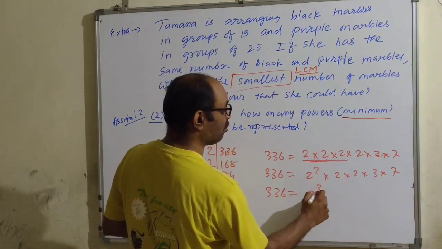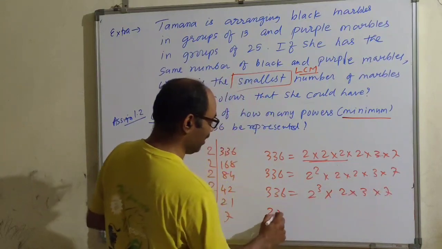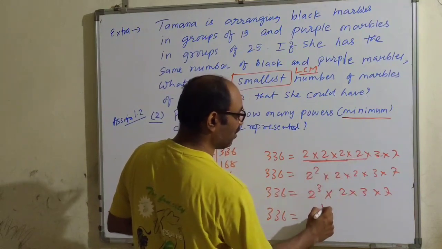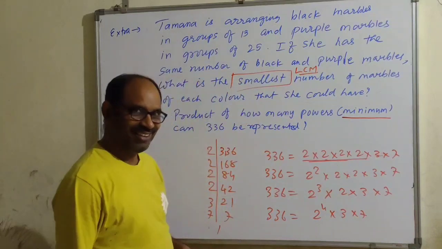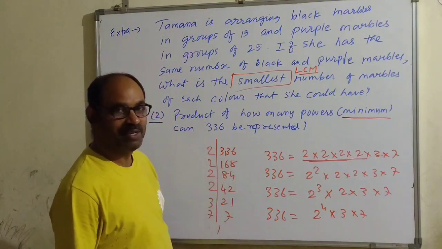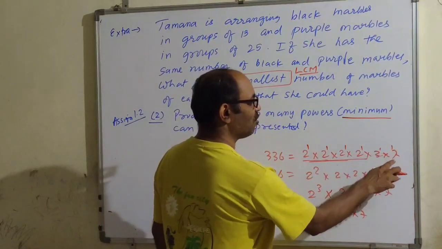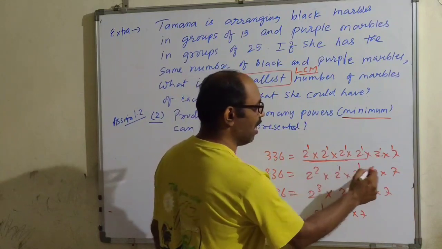2 cube into 2 into 3 into 7. Or I may write like this: 2, all 4 together, 2 raised to 4 into 3 into 7. Are you getting me? So 336 can be represented as a product of powers. Here the index you can take 1, 1, 1, 1. So 1, 2, 3, 4, 5, 6 powers. Product of 6 powers.